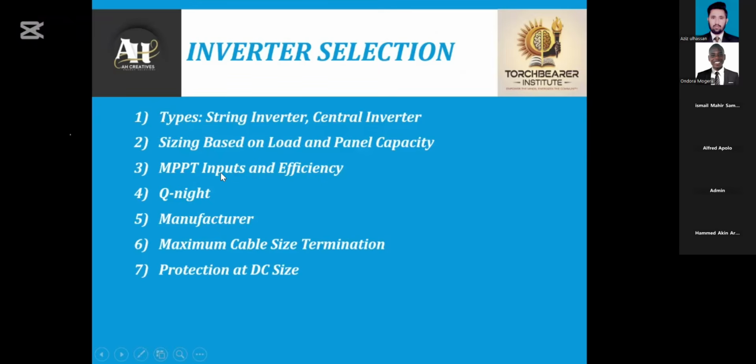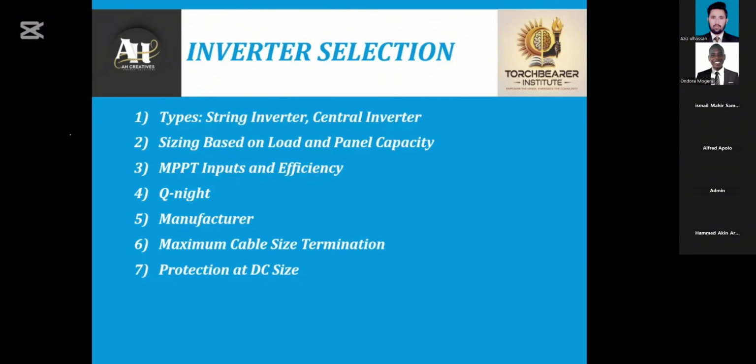So during inverter selection, you are going to consider the sizing based on load and panel capacity. If the load of that location is, let me use 30 kilowatts per day, you are supposed to give an inverter that can support 30 kilowatts. Maybe you give an inverter of 40 or 50 kilowatts, depending on the load and also the panel capacity. Also the MPPT input and efficiency.